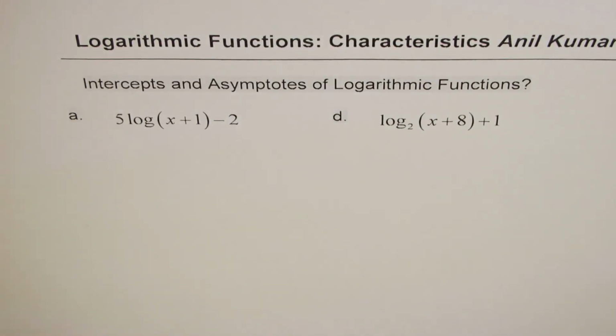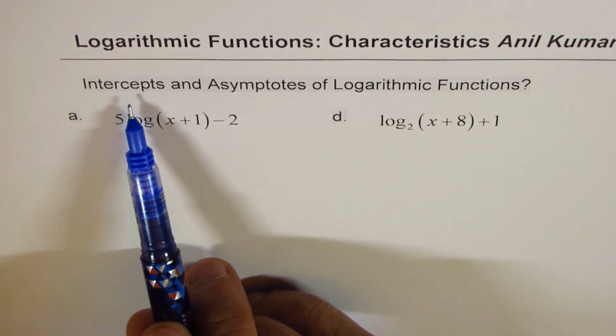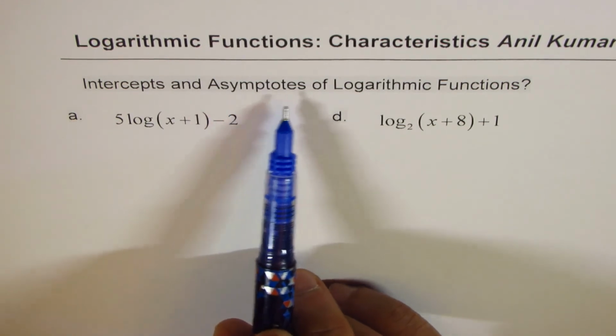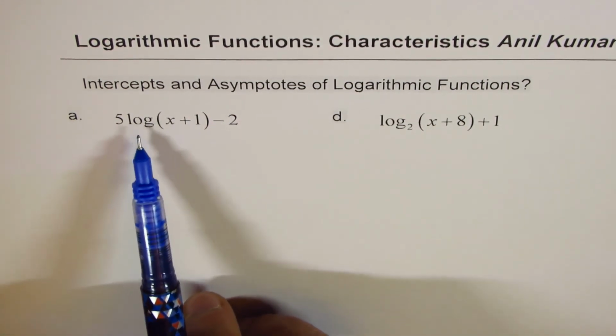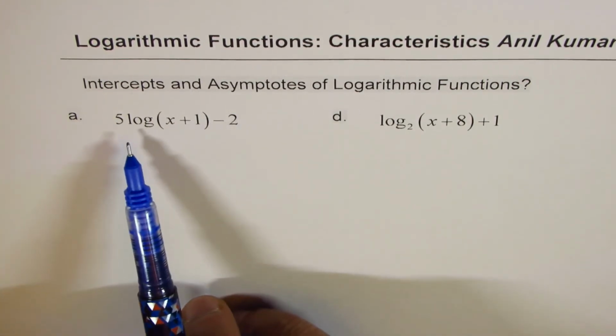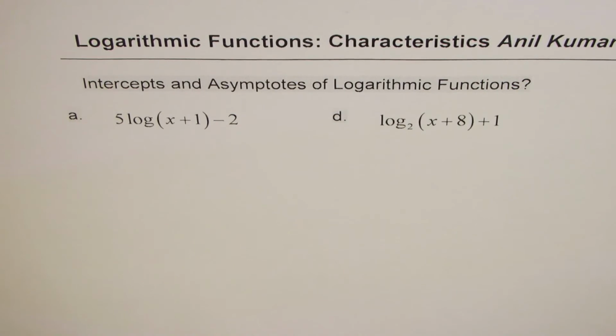Now here is the last part of our video, where we'll try to figure out what are the intercepts and what is the equation of asymptotes. We'll again consider two equations. The first one is 5 log x plus 1 minus 2. So let's work on asymptotes first.